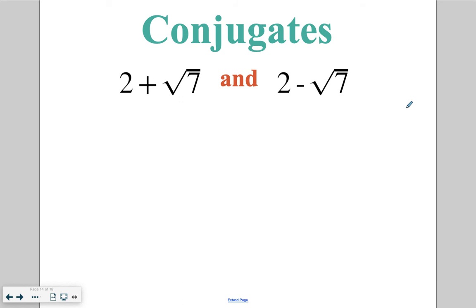Last thing we're going to talk about is what a conjugate is. So a conjugate is two opposite values that we're going to use to rationalize the denominator. So notice this first part is 2 plus the square root of 7, and the back part is 2 minus the square root of 7. So how we're going to use these is we're going to multiply them.